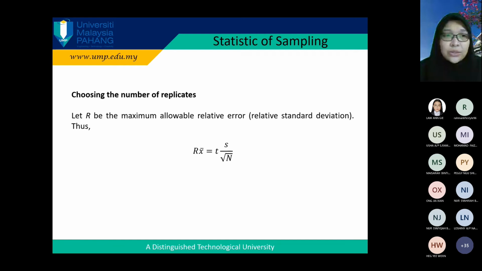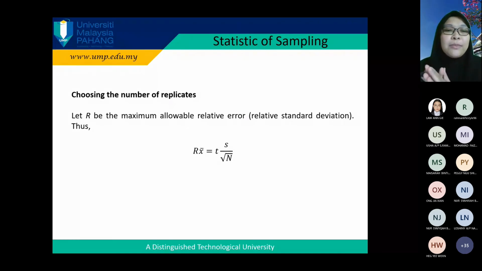Okay, now we move to the number of replicates. Just now in chapter 3, we are using statistics for rejection of outliers, determine the confidence interval, and we have another one which is determination of number of replicates. What is the best number of replicates based on your sample? So we are using this equation.